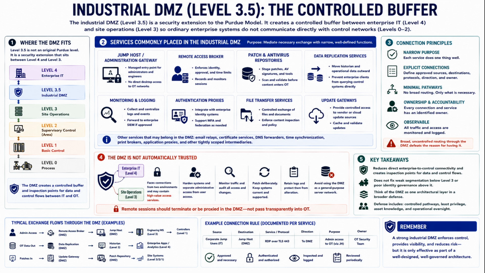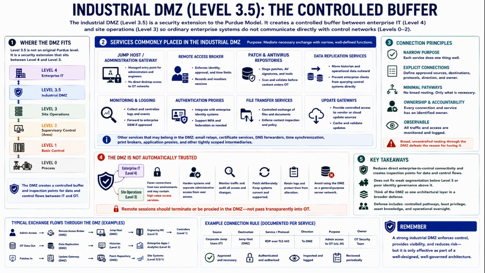Services in the industrial DMZ mediate necessary exchange. A jump host can provide a managed path for administration. A remote access broker can enforce identity, approval, and session controls. Patch and antivirus repositories can stage content before it enters OT. Data replication services can move historian information outward without allowing enterprise clients to query control systems directly.